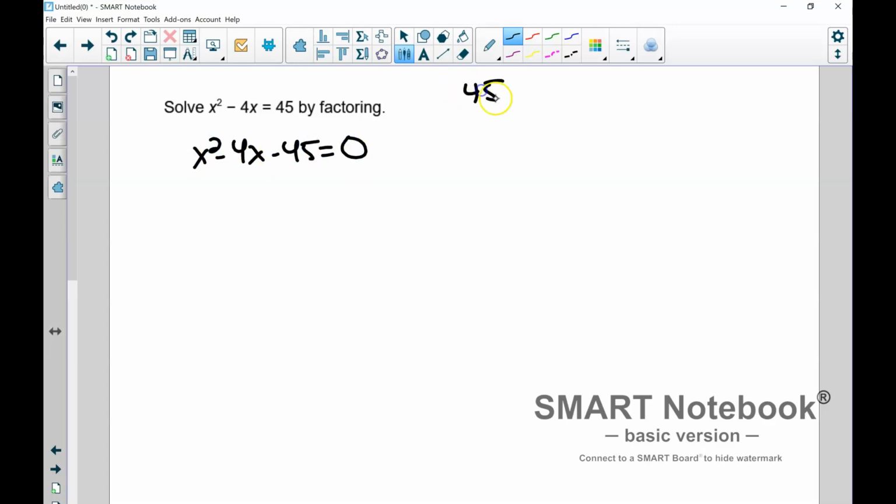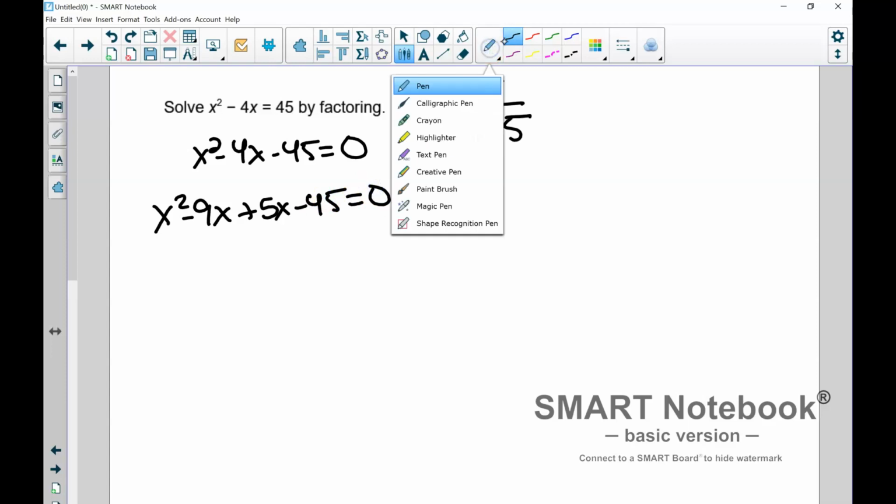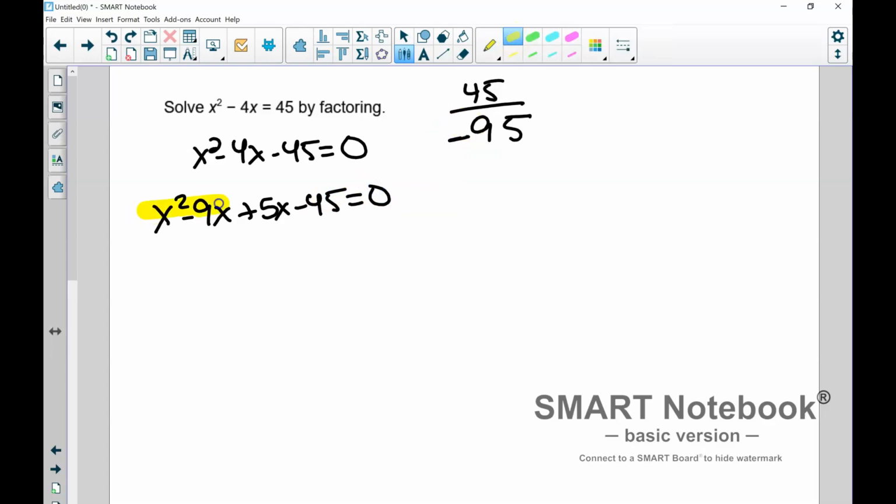So I need the factors of 45. That's 9 and 5. The 9 is going to be negative because that's negative. So I have x squared minus 9x plus 5x minus 45 is equal to 0. Again, grouping. Grouping here. Grouping here.